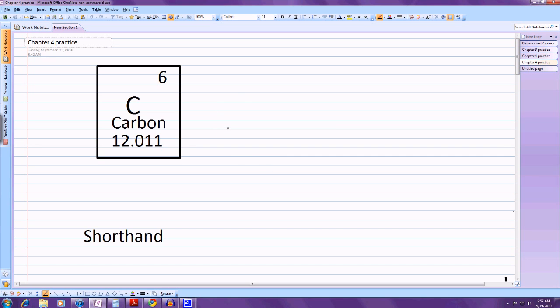We'll be covering a little chapter 4 practice. This first part deals simply with protons, neutrons, and electrons, how to calculate them, and how to write elements in shorthand so you can convey a lot of information without writing out a whole bunch of information. So here we go.